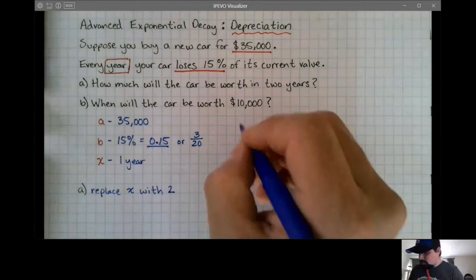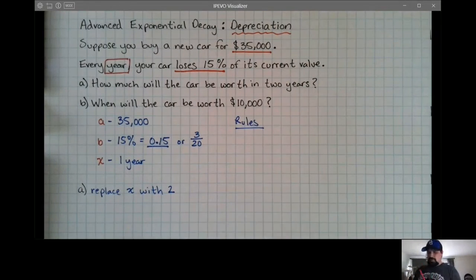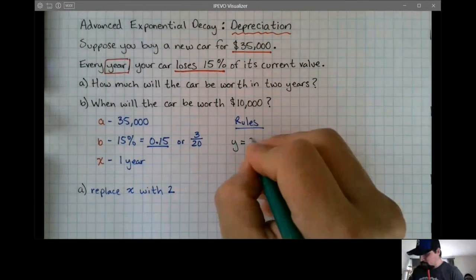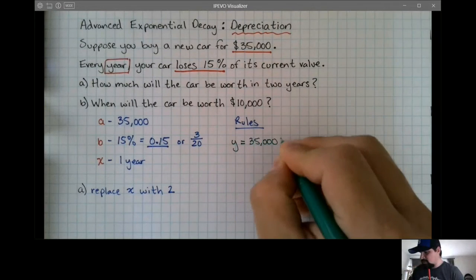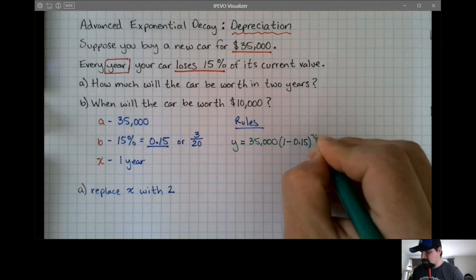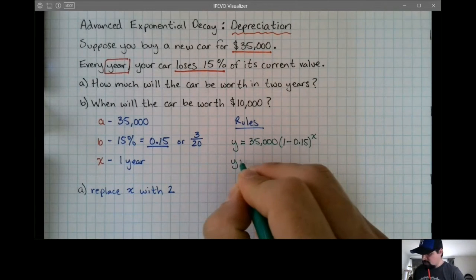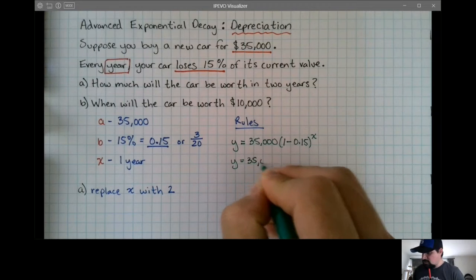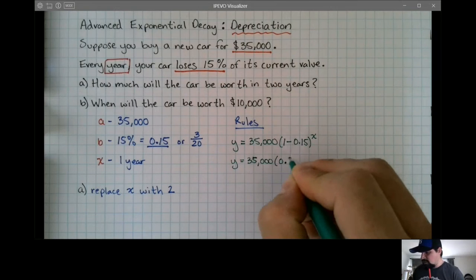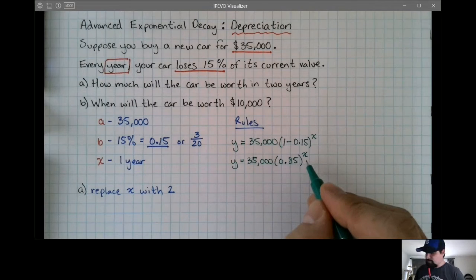We forgot to write down our rules, so here those are. We have our rules using our important values. We have y equals 35,000 times 1 minus 0.15 with an exponent of x. We will rewrite that by doing the subtraction as y equals 35,000 times 0.85 to the power of x.